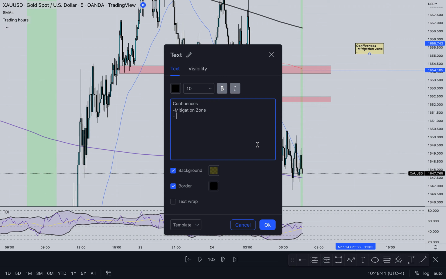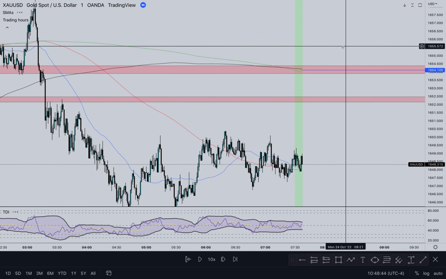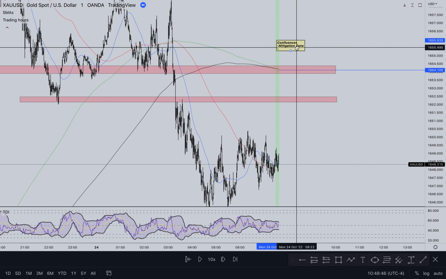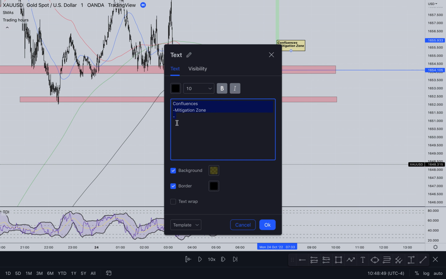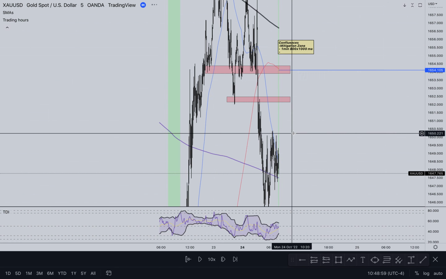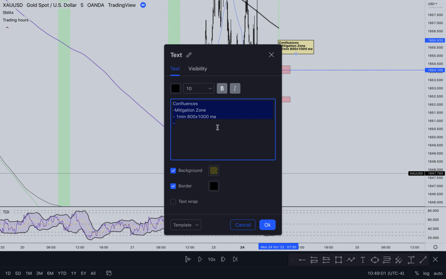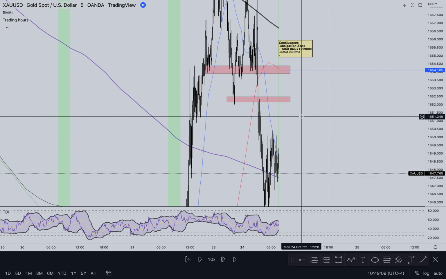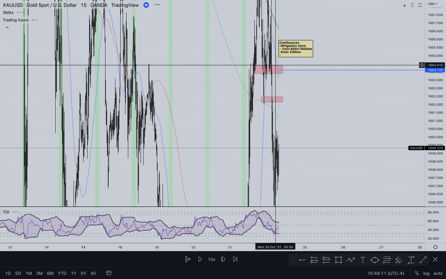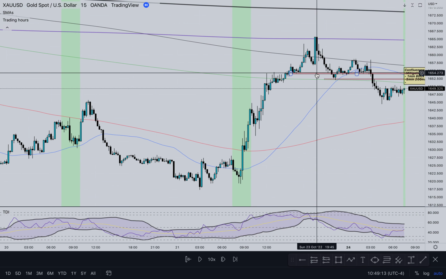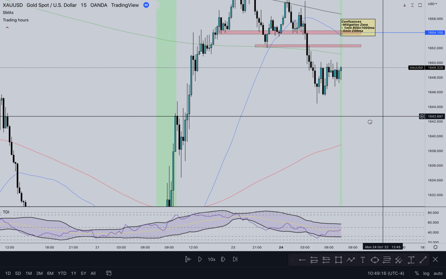Two, goes to 1 minute. 800. 1 minute, 800 x 1000 moving average. I think it was a 5 minute. 5 minute, 200 moving average. 15 minute. Yeah, it's kind of over. I ain't gonna lie, it's kind of over. It's over for this one.